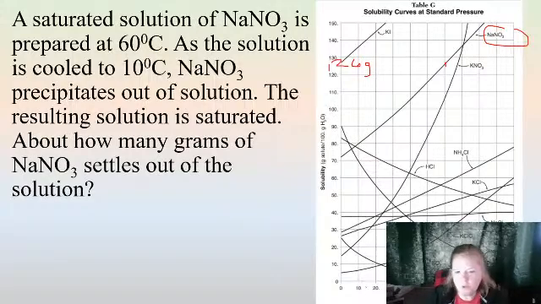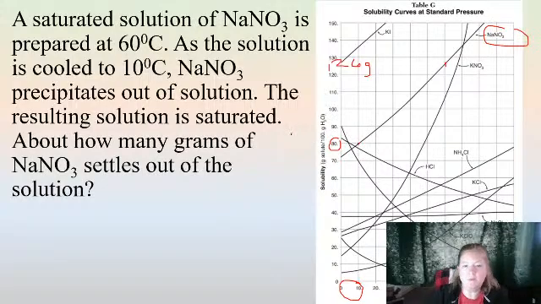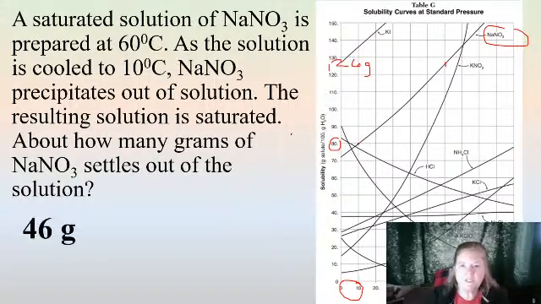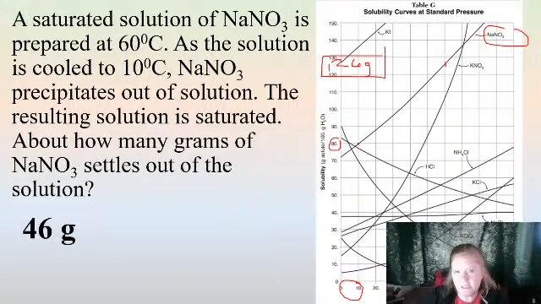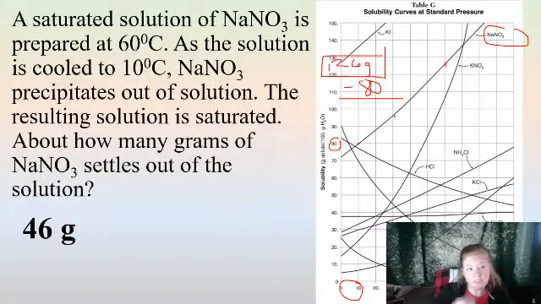The solution is cooled to 10 degrees Celsius, okay? And some of the solid precipitates out of the solution. Well, because that makes sense. As it cools, it's not going to hold as much. About how many grams settles out? Well, at 10, it can hold 80, right? So how much precipitates out? 46. Why? 126 is what it was holding at 60 minus 80, what it can still hold at 10. So 46 grams comes out.